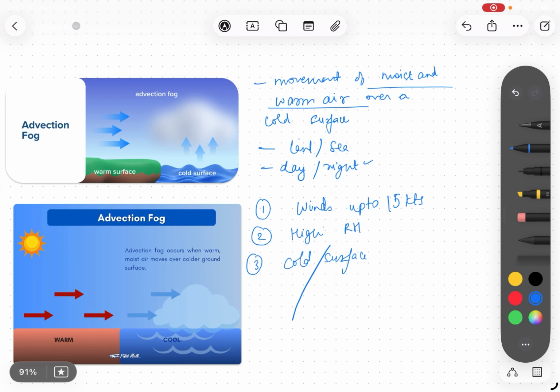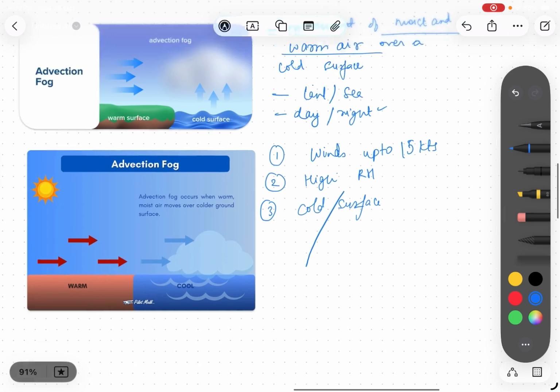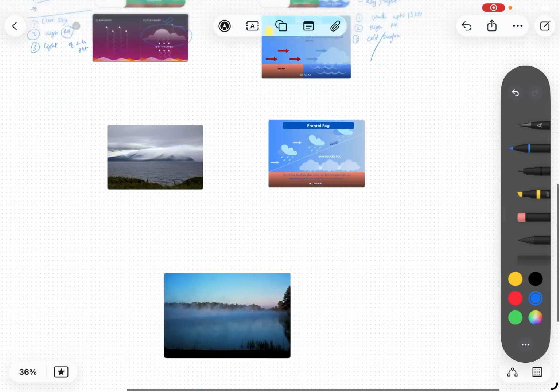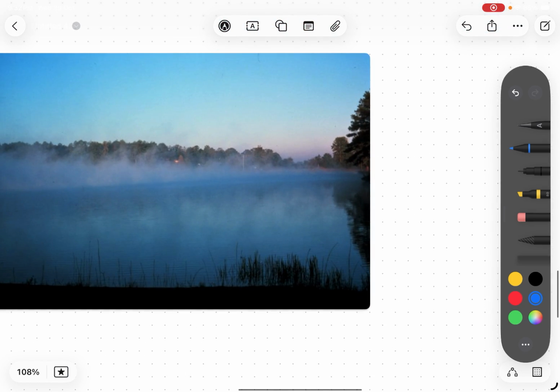Because of the temperature difference, advection fog forms. Its just opposite is steam fog. Okay, I'll show you. So this is how steam fog looks like.